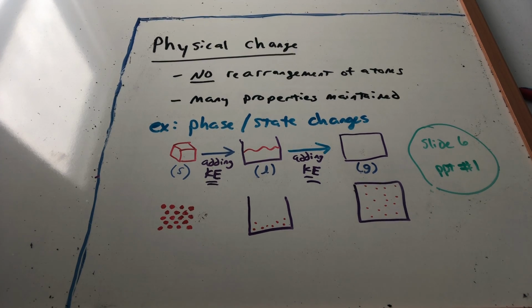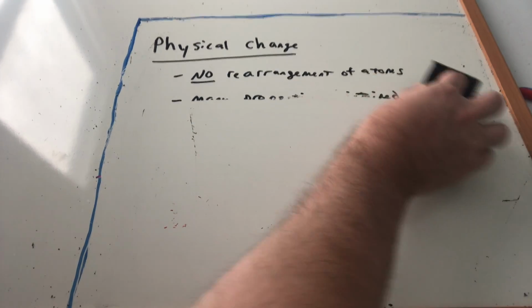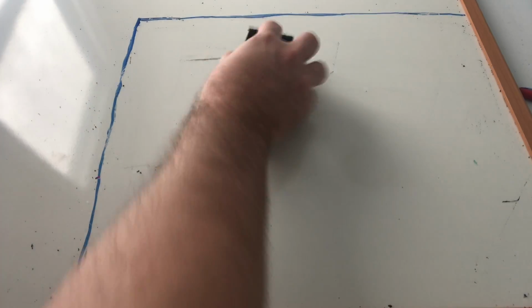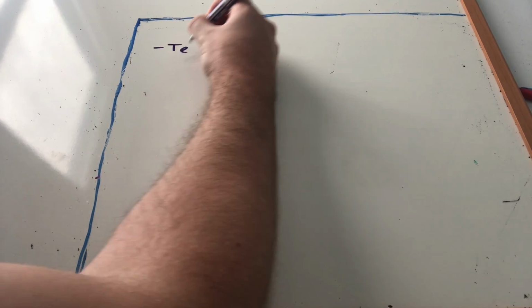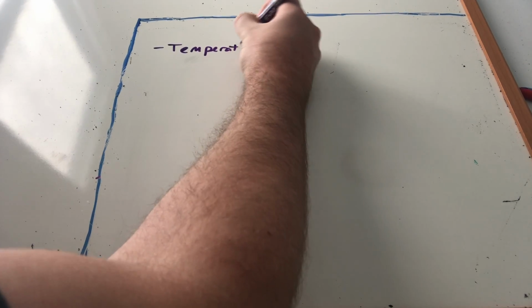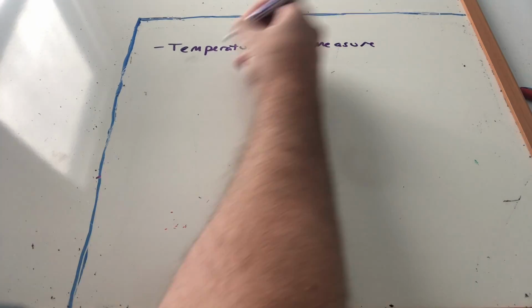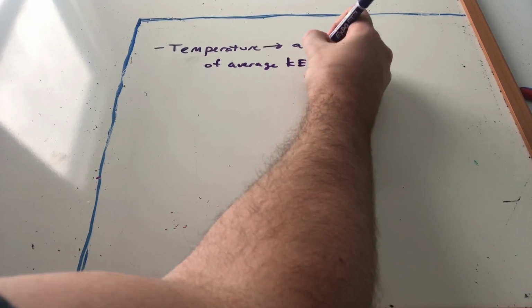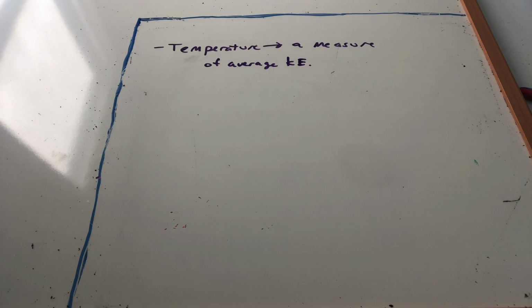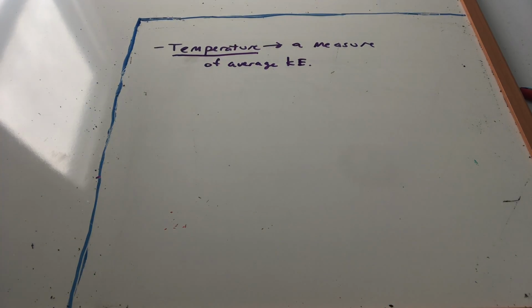Now, I mentioned it at the beginning: we control kinetic energy through temperature. And so an important definition is our definition of temperature. Temperature is a measure of average kinetic energy. So the way that we control how something moves is by raising or lowering its temperature. It's all about kinetic energy when it comes to temperature.